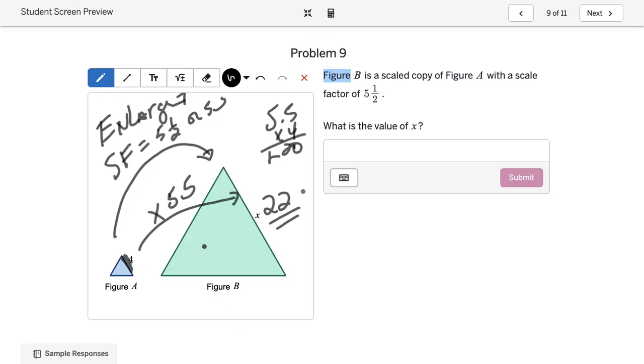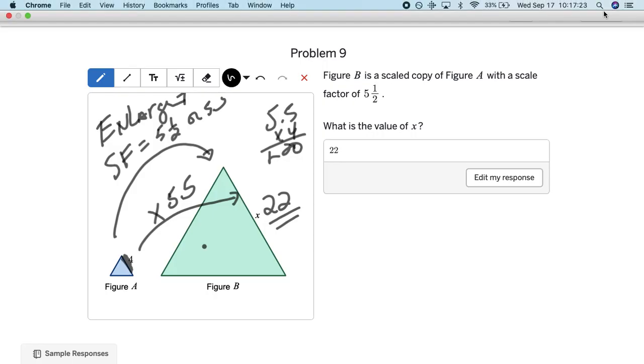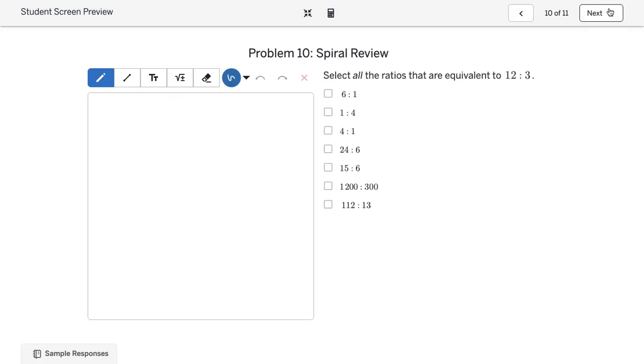They give us a scale factor. They give us that side's 4. The corresponding side on figure B would be 4 times 5.5, which is 22.